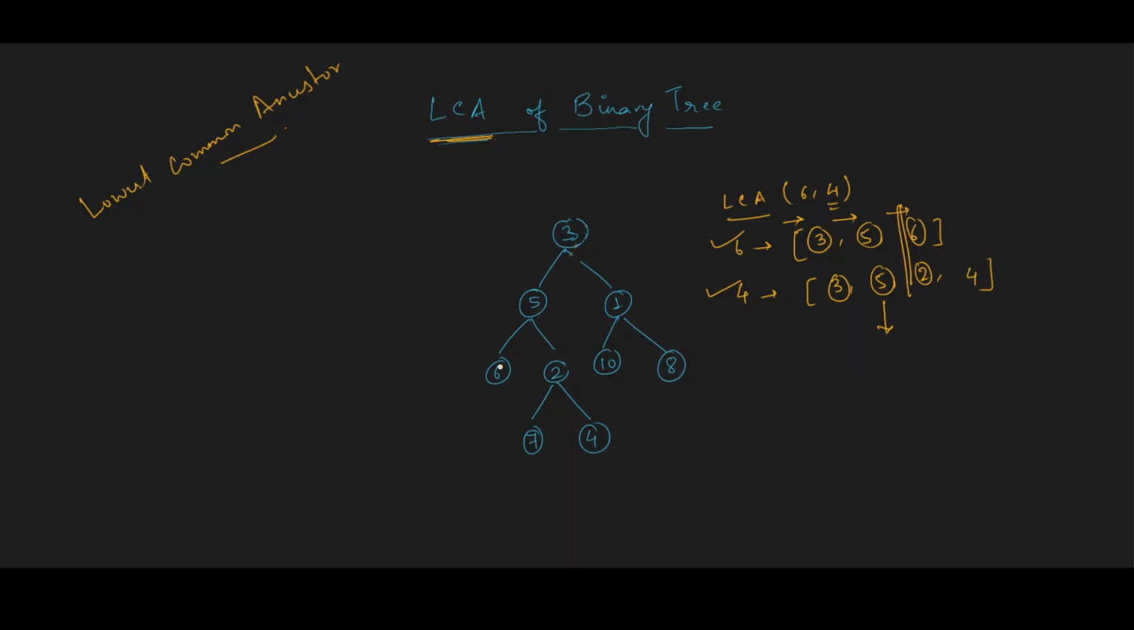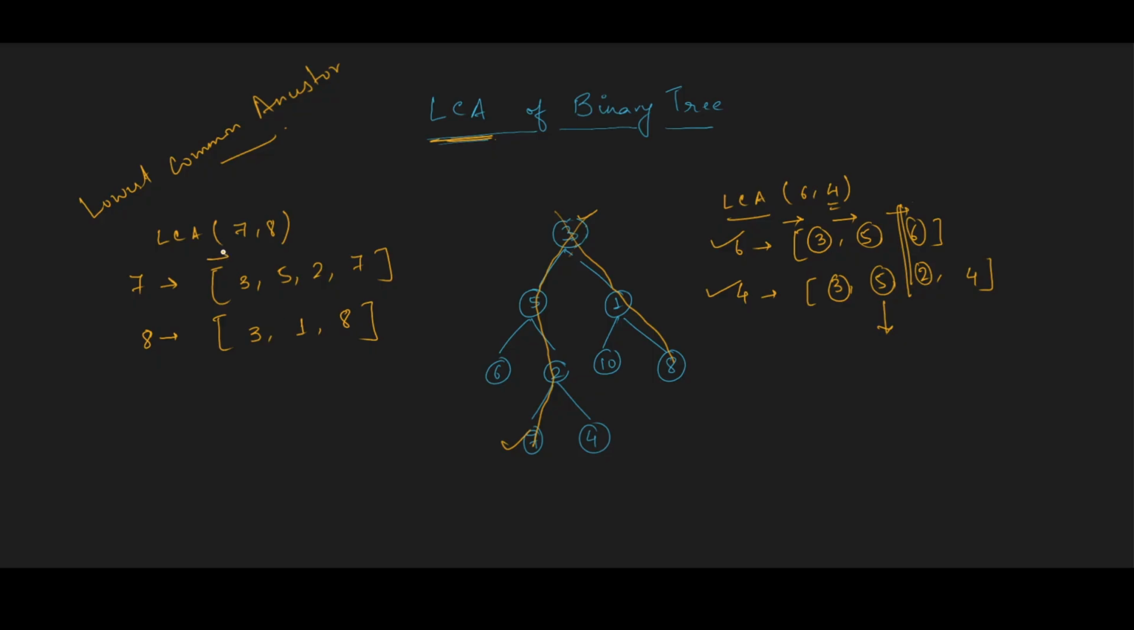Let us take another example. Let us try to find the LCA of 7 and 8. For 7, what nodes are there from root to 7? What nodes come in the path of root to 7? So this is the path, right? We have 3, 5, 2, 7, right? And for 8, what nodes are there? We have 3, 1, 8, right?